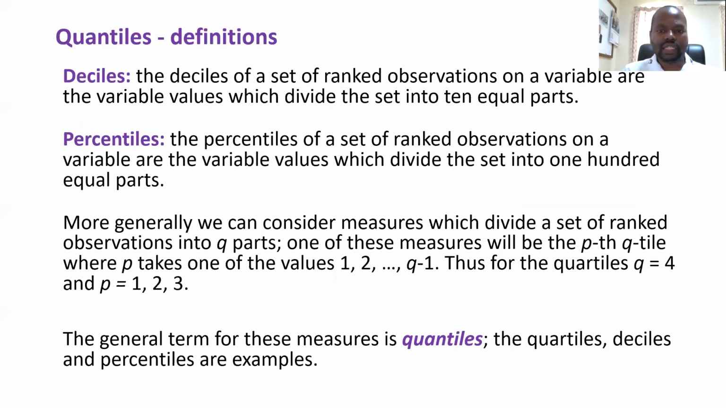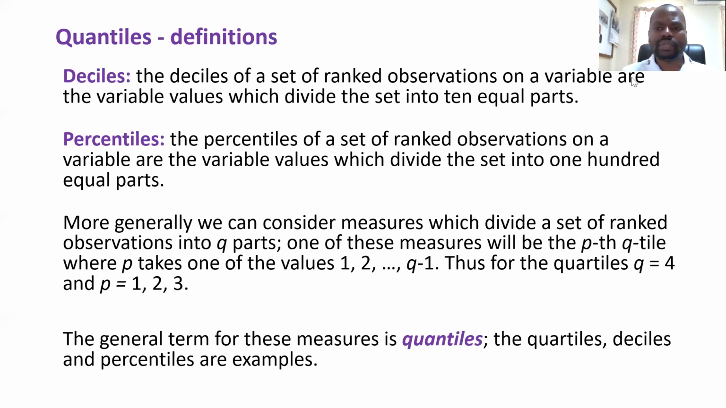So I think I've already said this. The deciles of a set of ranked observations on a variable are the variable values which divide the set into 10 equal parts. The percentiles of a set of ranked observations on a variable are the variable values which divide the set into 100 equal parts.